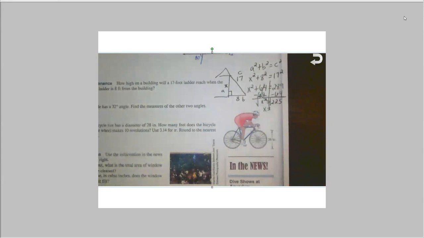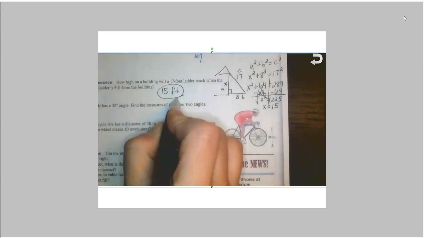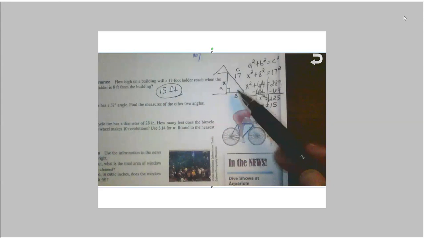I want to know just what is x. So that final step is take the square root of both sides. So the square root of 225, I'm just typing that in my calculator, is 15. Okay, so that ladder will reach 15 feet up that building wall. So illustrate it with a picture so you can understand where all those numbers are located.